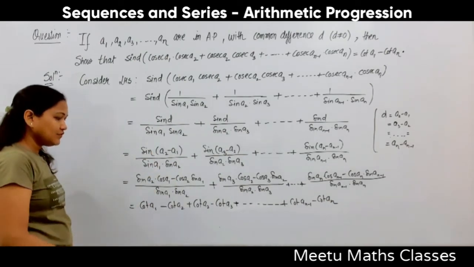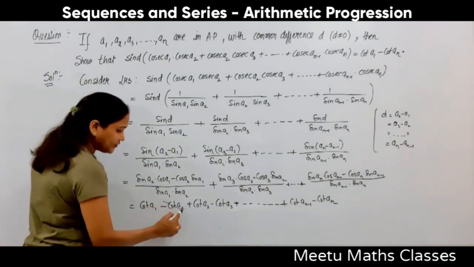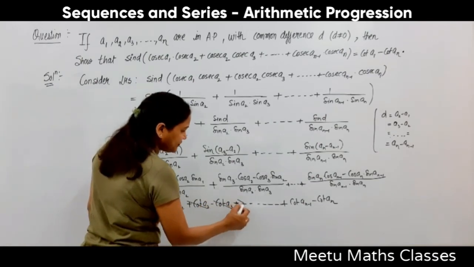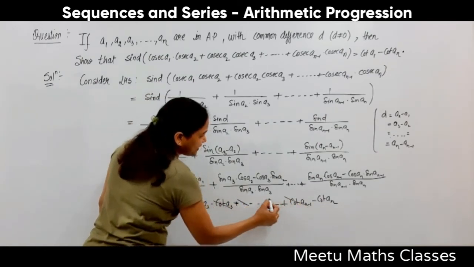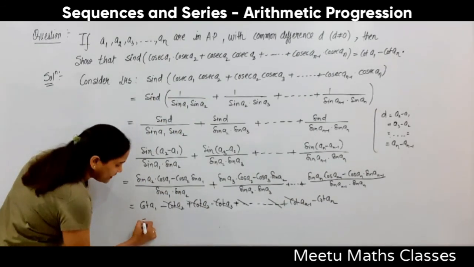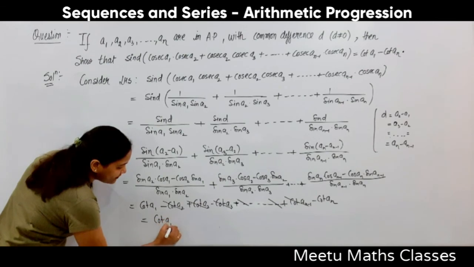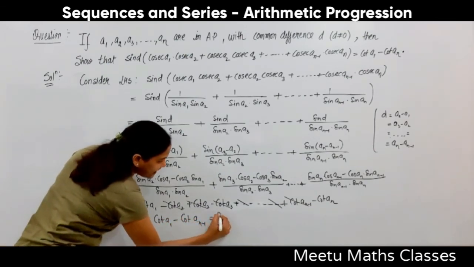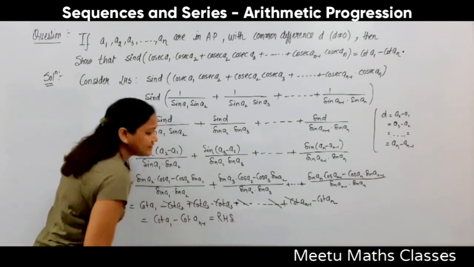And if you observe, then cot A2 will cancel with the next, cot A3 will cancel with the next, and cot An minus 1 will cancel with the previous term, and you are left with cot A1 minus cot An, and that is your right hand side.